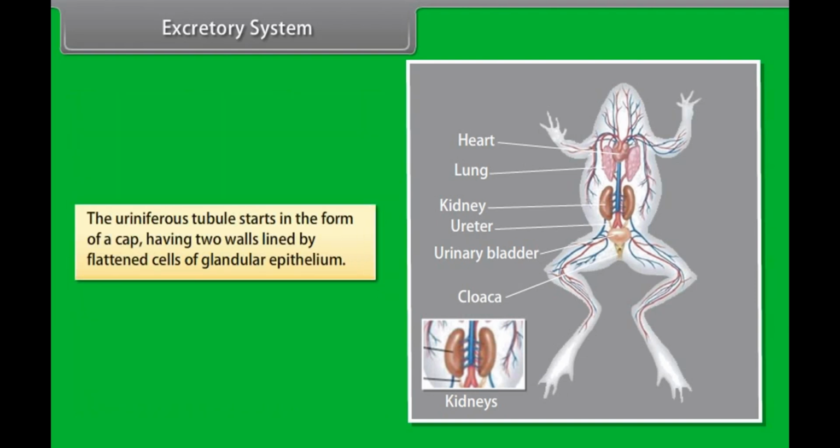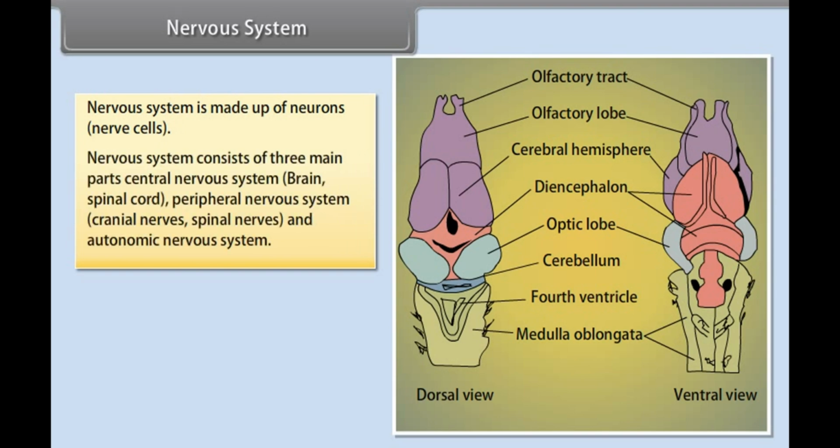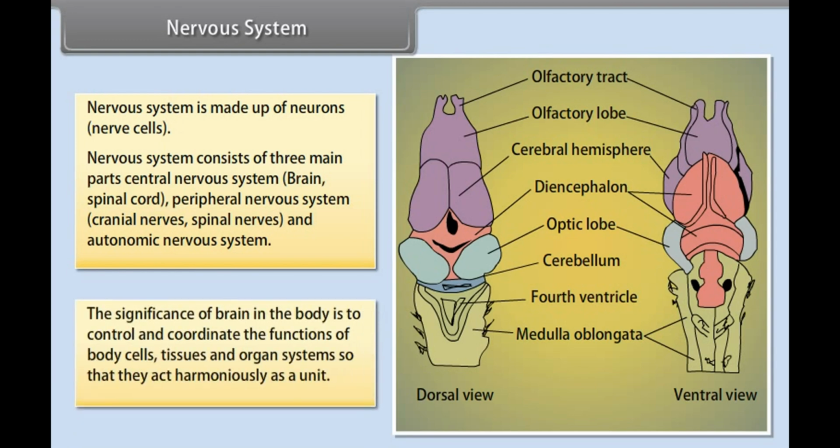The uriniferous tubules start in the form of a cap, having two walls, lined by flattened cells of granular epithelium. Nervous system. The nervous system is made up of neurons, that is, nerve cells. It consists of three main parts: central nervous system, brain and spinal cord; peripheral nervous system, cranial nerves and spinal nerves; and autonomic nervous system. The significance of the brain in the body is to control and coordinate the functions of body cells, tissues, and organ systems so that they act harmoniously as a unit.